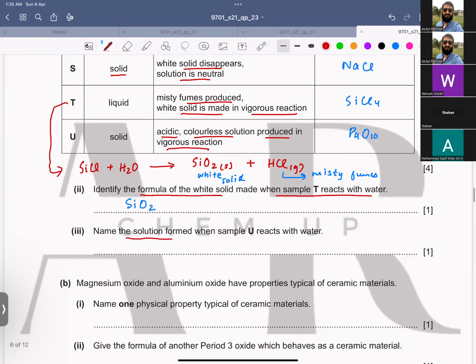Then name the solution formed when sample U reacts with water. Sample U, as we have discovered, is P4O10, an acidic oxide. Whenever a non-metal oxide which is acidic dissolves in water, it forms an acid. So here I would get H3PO4, which is phosphoric acid. To balance the equation, I have to put 4 over here and 6 over here. So the solution of phosphoric acid would form.